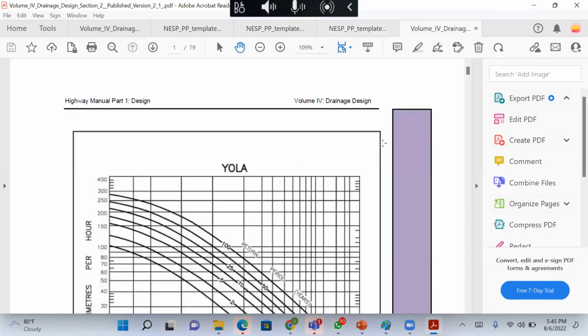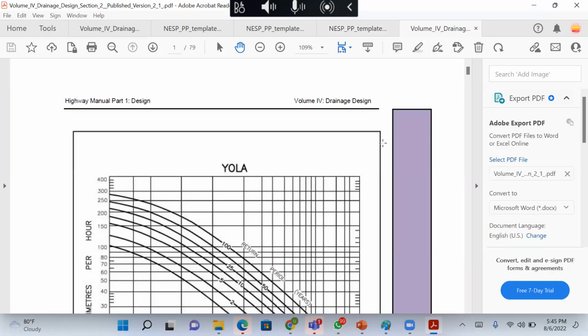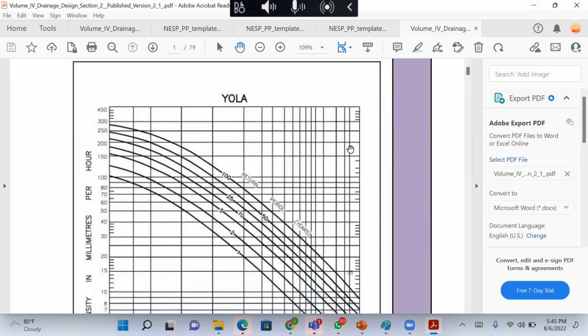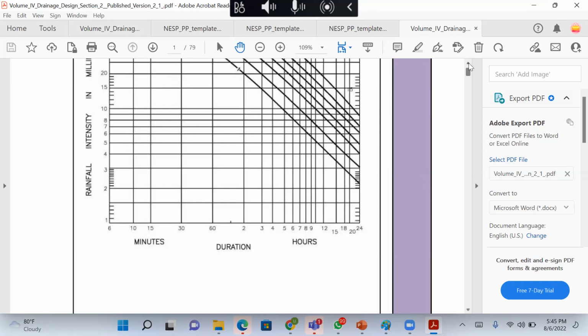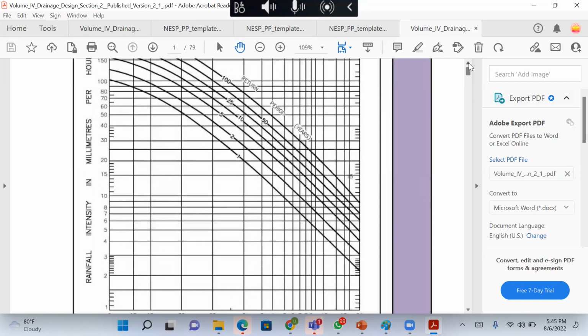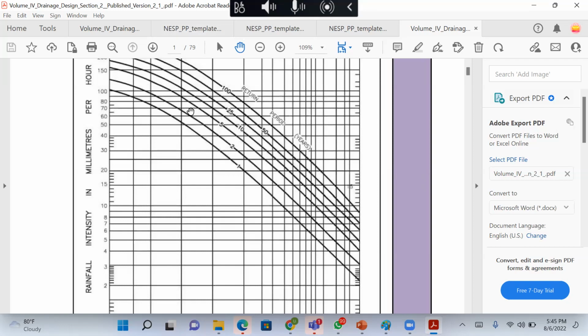If you're in Abia and Imo State is 150 and River State is 130, then you should choose 140, that kind of thing. That is the rainfall intensity duration curve. You can go and take a look at it. The horizontal is the duration, be it minutes or hours, doesn't matter. Then the vertical is the rainfall intensity in millimeter per hour, and then the diagonal is the return period.